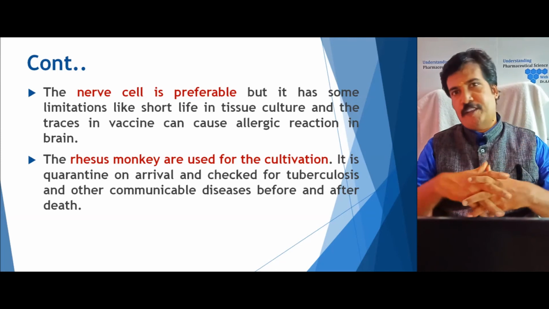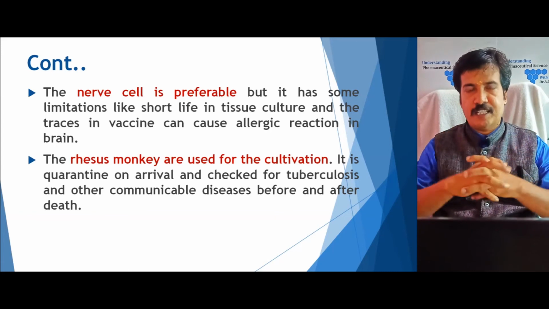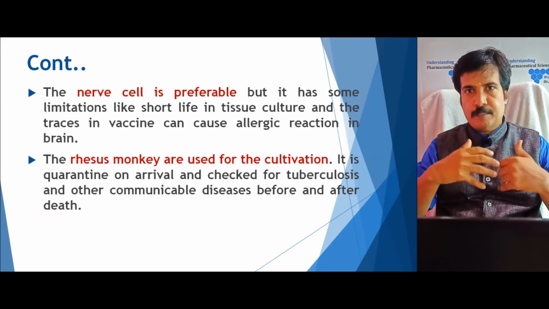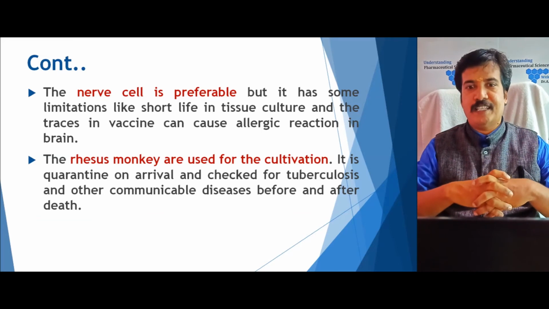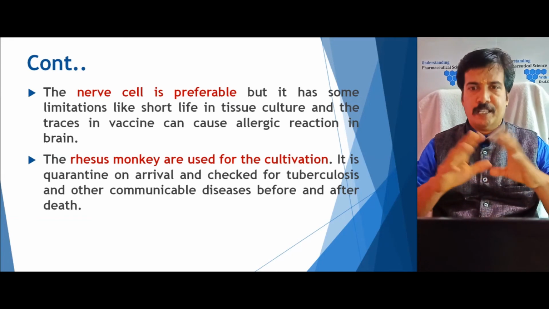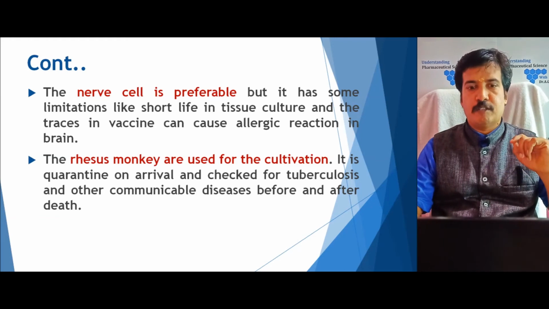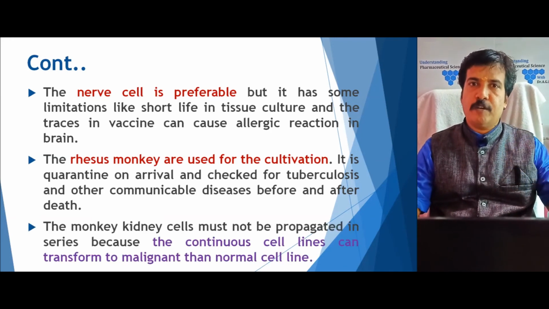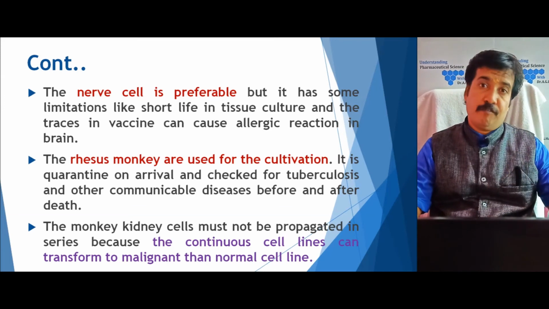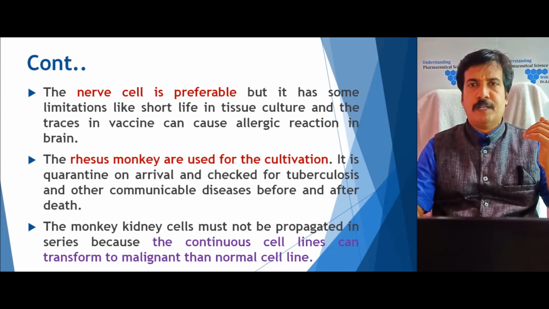Before the cultivation of this virus in the rhesus monkey kidney cells, first the rhesus monkey used for cultivation is quarantined and checked for any tuberculosis infection or any other communicable disease. It is checked even before and after death also. Then the kidney cells are continuously propagated. This cannot be propagated for a long time, because these kidney cells have an ability to convert to malignant cell lines from the normal cell lines, and it can cause a problem to people.